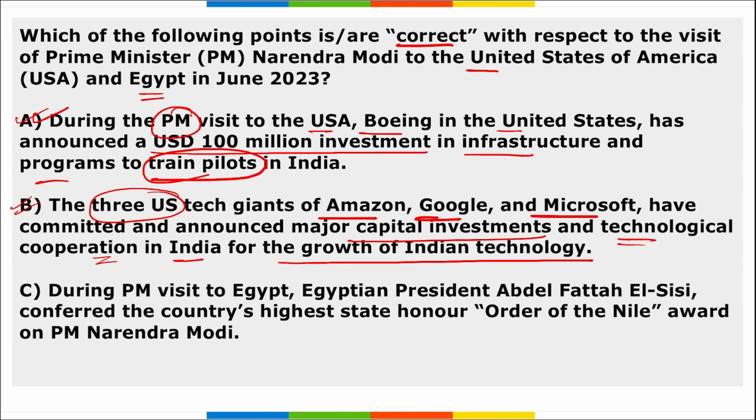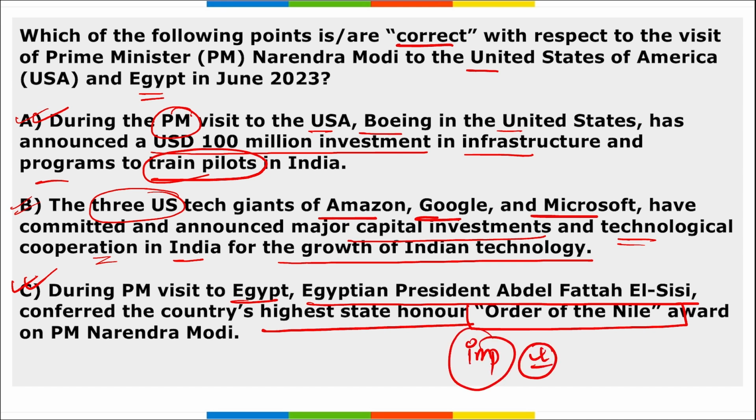Then, third, during the PM's visit to Egypt, Egyptian President Abdel Fattah el Sisi conferred the country's highest state honor, that is the Order of the Nile Award, to PM Narendra Modi. Yes, it's correct, and it is one of the most important current affairs that you should know. Which country honored Prime Minister Narendra Modi with the Order of the Nile? It is Egypt, and the award is the Order of the Nile Award, and it is the highest state honor of Egypt.